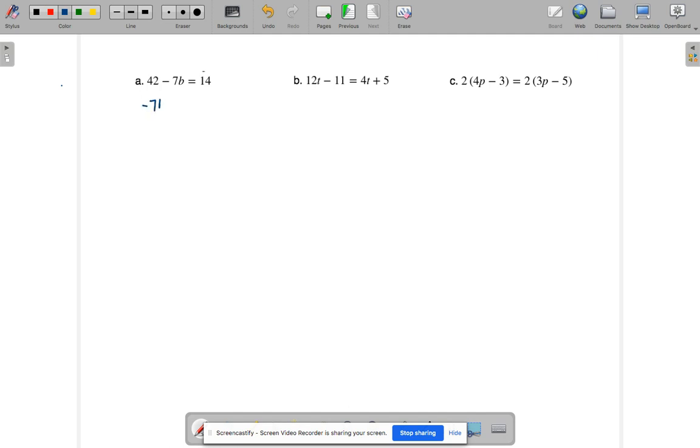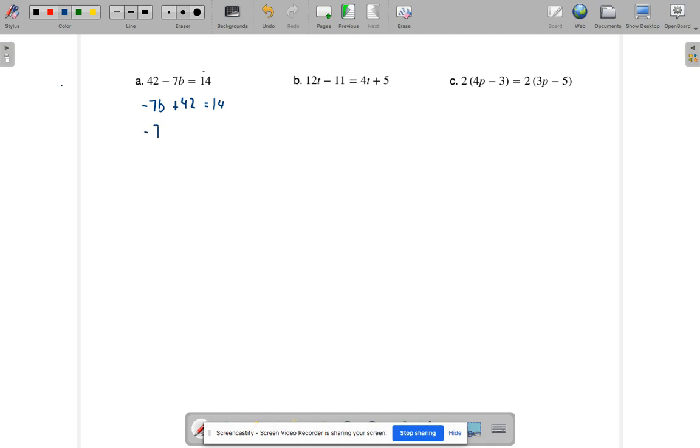So I'm going to change this to negative 7b plus 42. Remember, that's a positive 42, equals 14. So I've changed nothing about the question there. I haven't actually done any maths yet, really. I've just changed the order of things. So the first thing I'm going to deal with now is that positive 42.